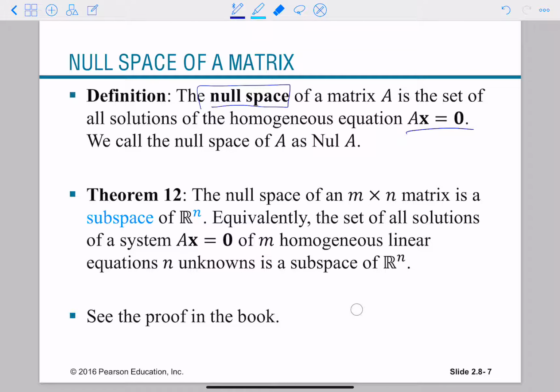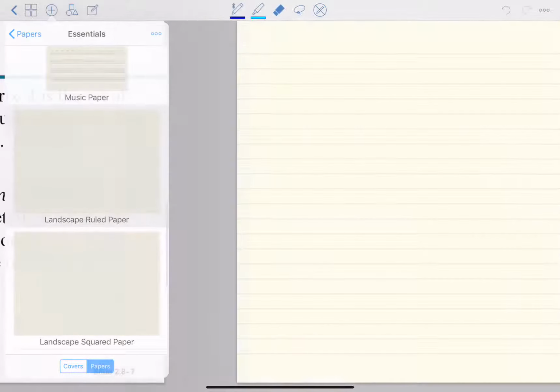Let's prove this closedness under linear combination for this null space. Suppose that the null space is called, for example, B. So B is a set of vectors that satisfies Ax = 0.